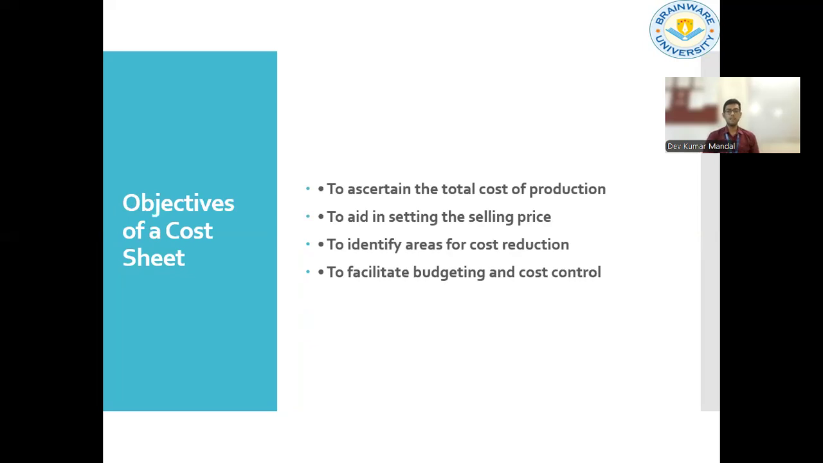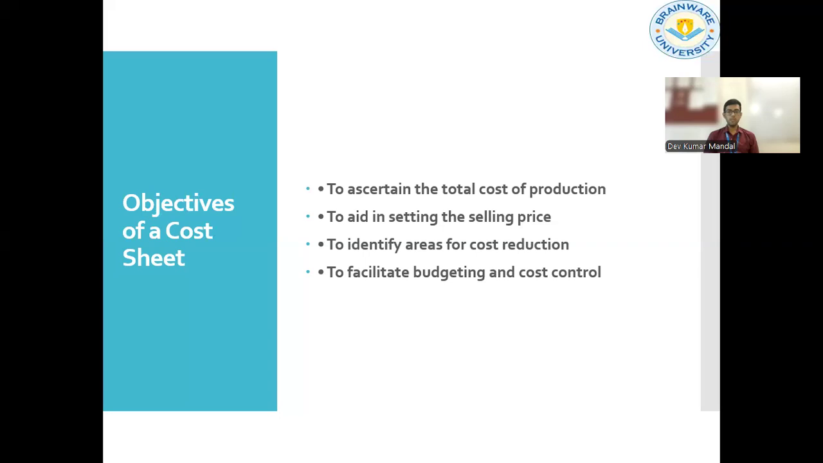Moving towards the next slide, what are the objectives? Why do we prepare a cost sheet? It helps in the total cost of production valuation for a particular product or service. It helps to calculate the selling price, because unless you know the cost price, you cannot determine the selling price. After calculating the cost price, we add the profit and then calculate the selling price. So it helps in the preparation of selling price as well.